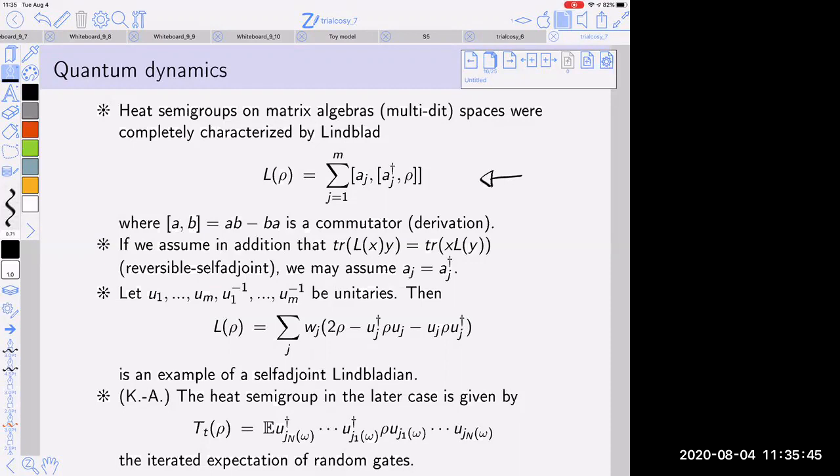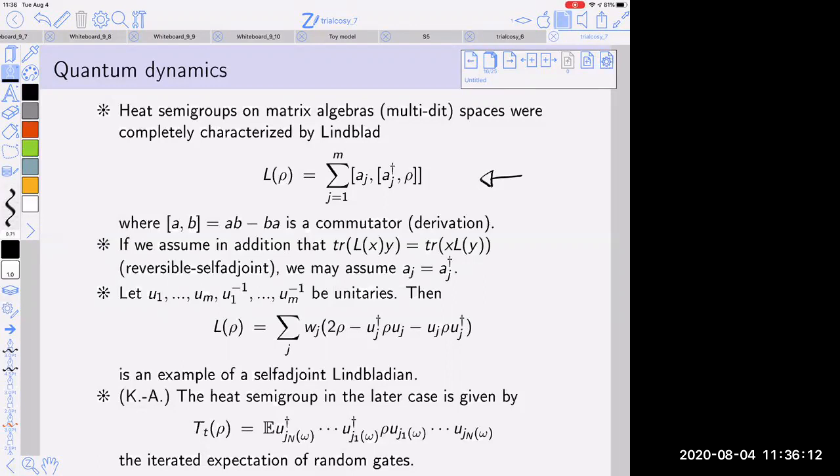So a commutator [A, B] is AB minus BA. And if we do this twice, we get a double commutator. And if we do this in the form A J dagger, then this is called the Lindbladian. And what he proved in the 70s is that all generators of completely positive trace preserving semigroups have this form. So it's a complete characterization of the dynamics we should consider on any multi-dit space.